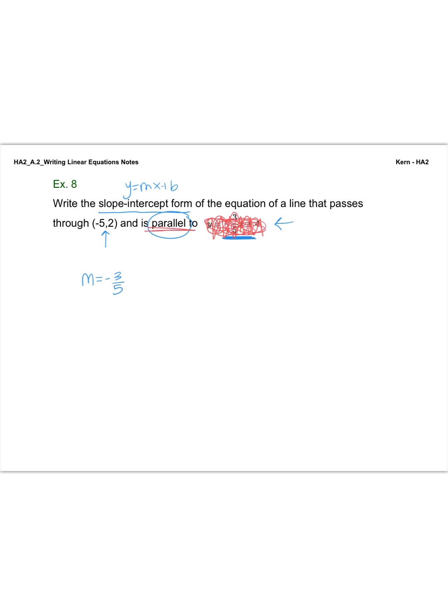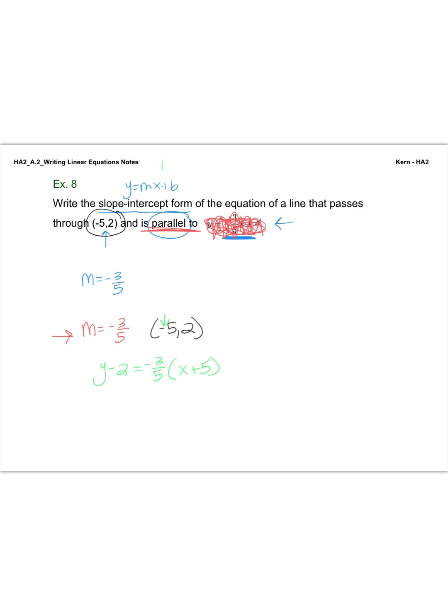Okay, since we're dealing with a parallel line, the slope of my new line that I'm creating is going to be -3/5 because parallel lines have the same slope. So the slope I'm dealing with for my new line is -3/5. The point the line I'm creating passes through is -5, 2, that's the ordered pair. So I have a point and a slope, so I'm gonna start in point slope form. So it's y minus 2 equals -3/5 times x plus 5, because this is negative right here.